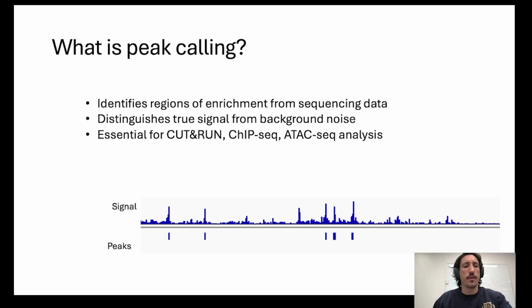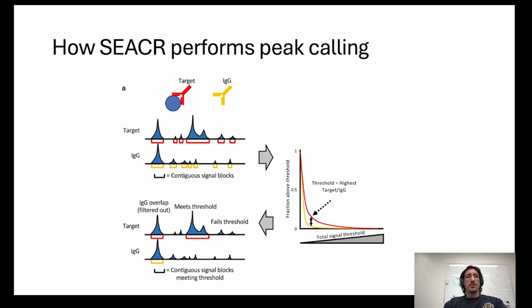And so the real challenge is distinguishing true biological signal from background noise. In this case, that'll be an IgG background control. And that's where these different peak calling algorithms come in. And so today we're going to be using a software called SEACR, which is specifically designed for cut and run data analysis. So here is how SEACR actually works.